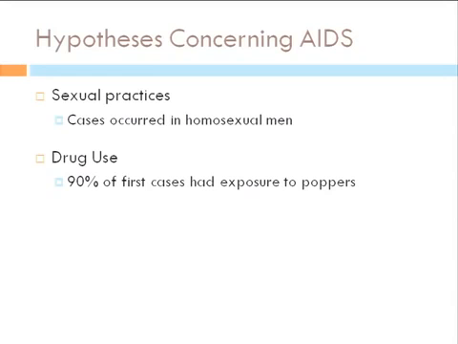One was that it was sexual practice. So because the cases occurred in homosexual men, it had something to do with homosexual sex. There were a lot of different hypotheses surrounding that. But 90% of the first cases also had exposure to recreational drug use. And so there was also the hypothesis that exposure to poppers was actually leading to death of T cells. What are poppers? It's something nitrate. It's basically these things that you inhale, and they give you a very sudden and short-lived high. And a lot of these men were doing that while they were having sex.